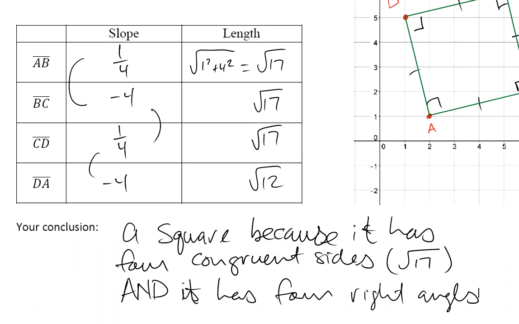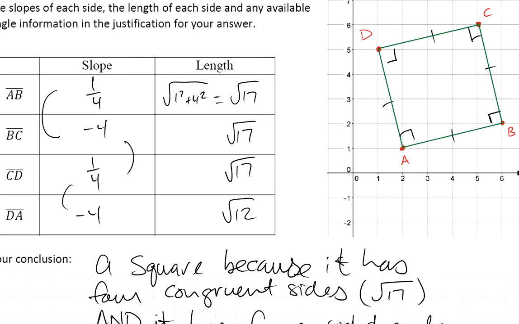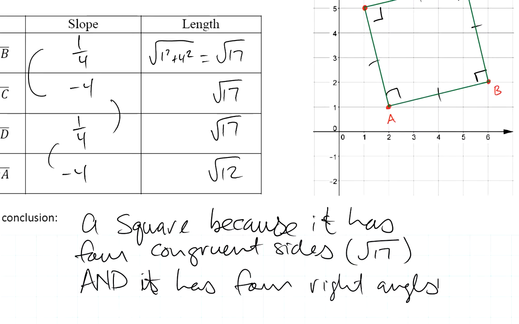And if those angles weren't right angles, certainly I could see the opposite slopes are congruent. So definitely it would at least be a parallelogram. But in this case, it's not only a parallelogram, it's a special parallelogram that we call a square.